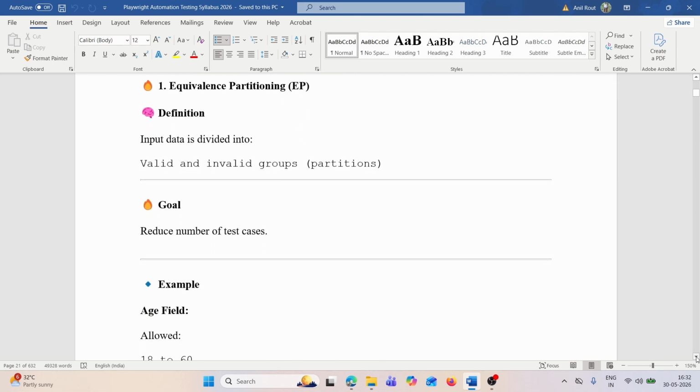First one is equivalence partitioning. Definition: input data is divided into valid and invalid groups or partitions. Input data is divided into valid and invalid groups, that is partitions. Goal: reduce number of test cases.